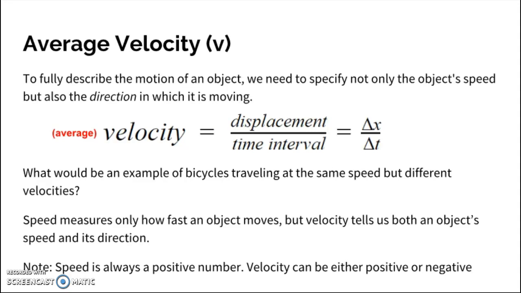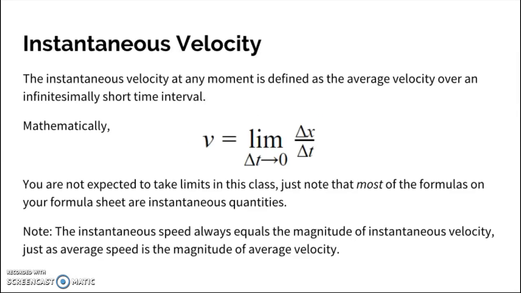So kind of an example of bicycles traveling at the same speed but different velocities would be both of them traveling at, let's say, 2 meters per second, one in the forward direction and the other one perhaps in the backward direction. Right? So they have the same speed, they have different velocities because they're going in different directions. So just note, speed's always going to be a positive number. Sometimes speed is going to be the magnitude of velocity, but velocity can be either positive or negative. It always has to indicate direction.